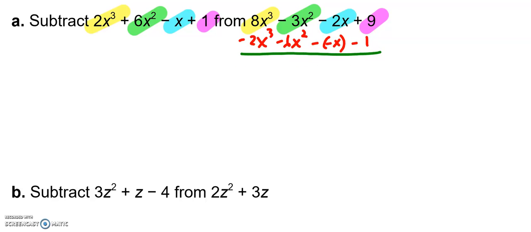And now we can subtract. So 8 minus 2 is going to be 6x to the third. Negative 3 minus 6 is negative 9x squared. Notice here I have minus a negative, so that actually becomes plus. So negative 2 plus 1 is minus x, or minus 1. And 9 minus 1 is 8.